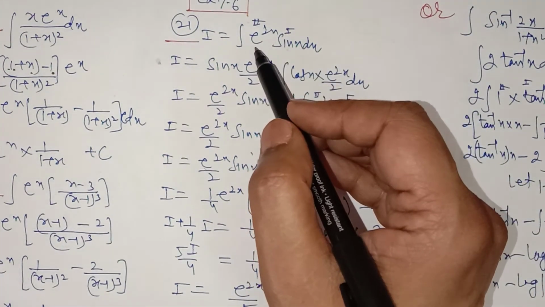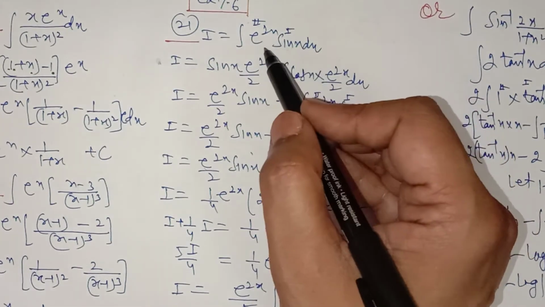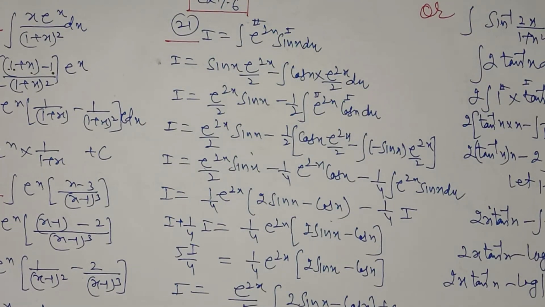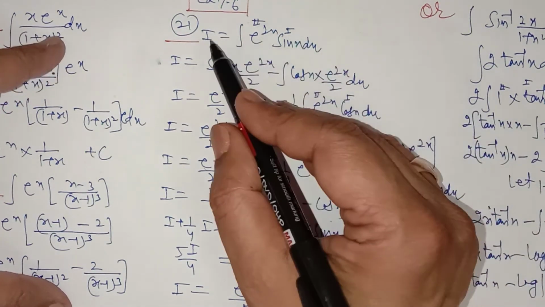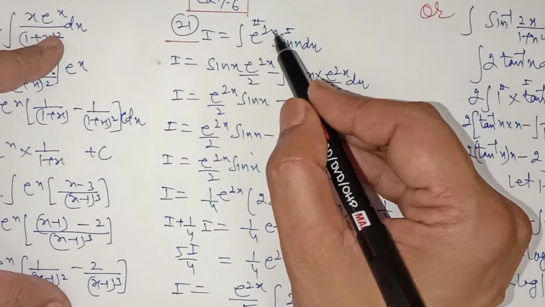Now question number 21 is slightly different. You have to integrate e to the power 2x into sin x. Whenever we have the product of e to the power x with sin x or cos x, after two or three steps it will repeat again. So let I equal e to the power 2x into sin x. Sin x is the first function, e to the power 2x is the second.